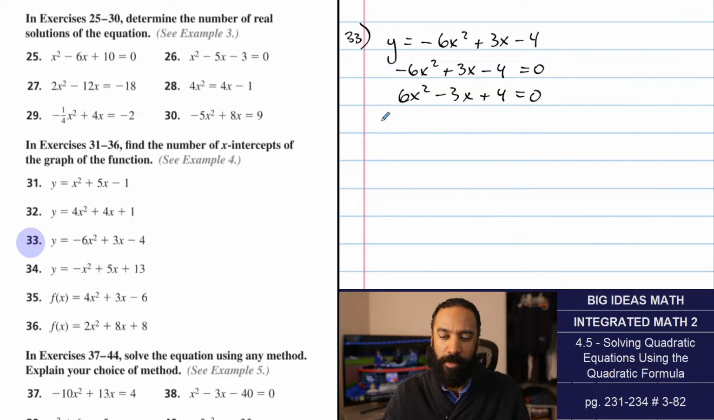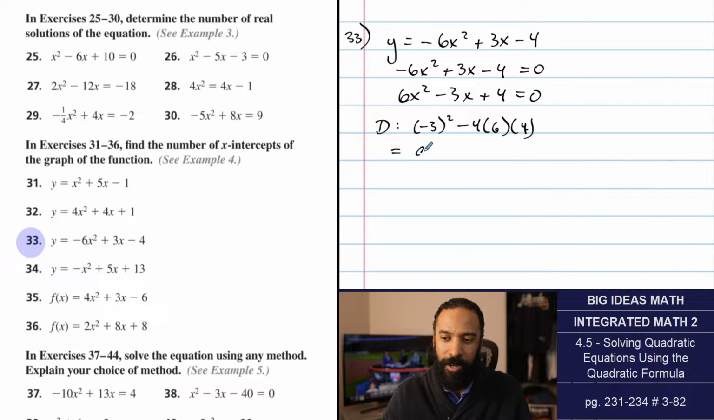Anyway, change all the signs. I like my a being positive. It's just an OCD thing. I just want to get used to it for when we have to do it on another problem. So we got b squared minus 4ac, which is not going to be a positive number. 9 minus 96, no real solutions.